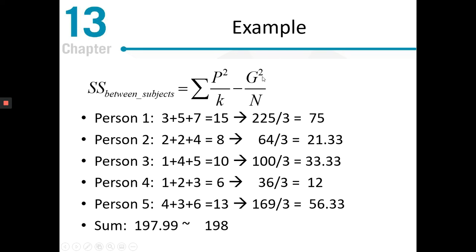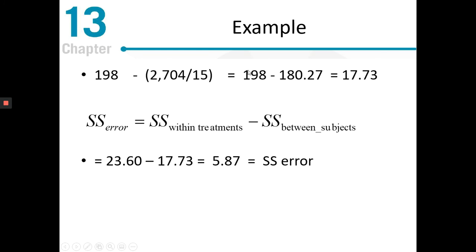Now we're just going to take this, G squared divided by N, which we solved before in the previous problems. And so our G squared was 2704, and we divided it by N, which was 15. In the one-way ANOVA, you can go back and see that we solved this. So 198, which was the sum of P squared over k, subtract G squared over capital N. So our sum of squares between subjects is 17.73. So between subjects, 17.73, that's the new stuff.